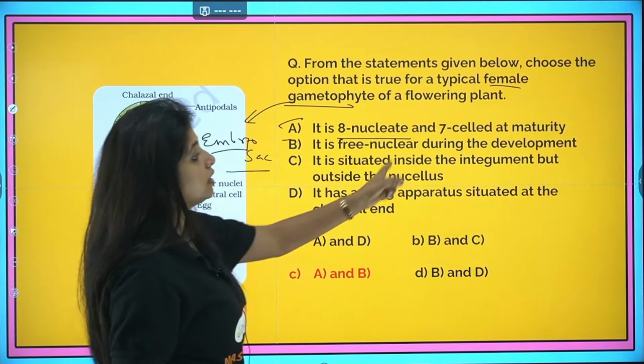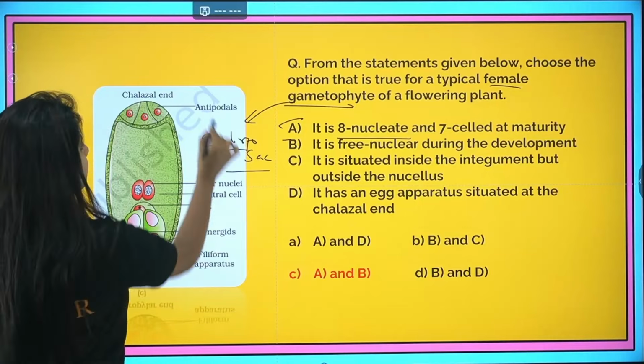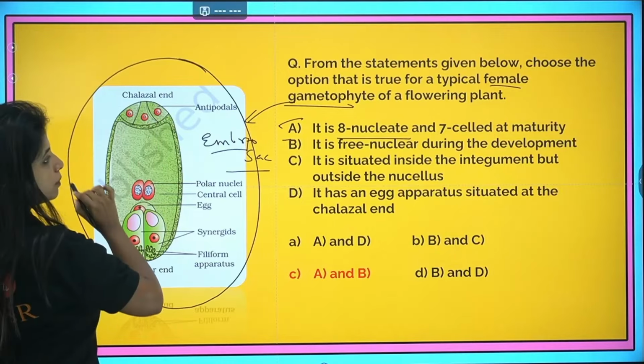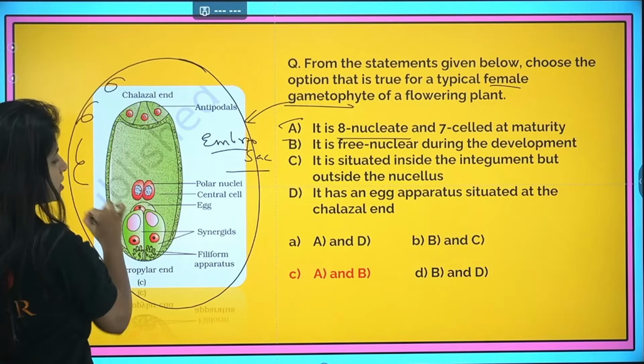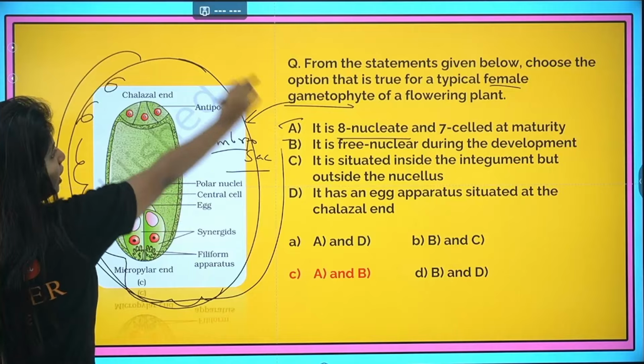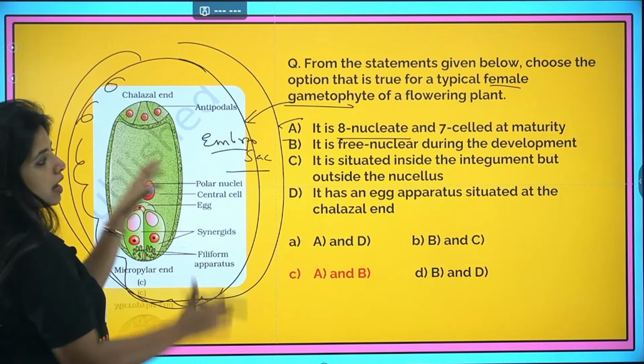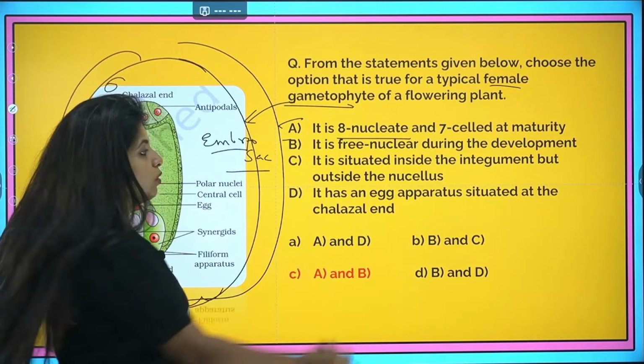Now, it is situated inside the integument but outside the nucellus. It is wrong. This is the ovule, suppose. In the ovule, you would have the nucellus, and inside the nucellus this particular thing is there. Outside the ovule you have the integument. So inside the ovule, you have the nucellus and the embryo sac. So there is no outside the nucellus. It would be a wrong statement.